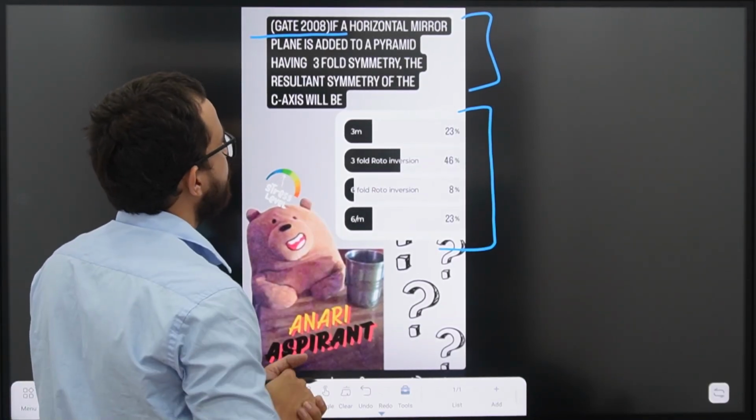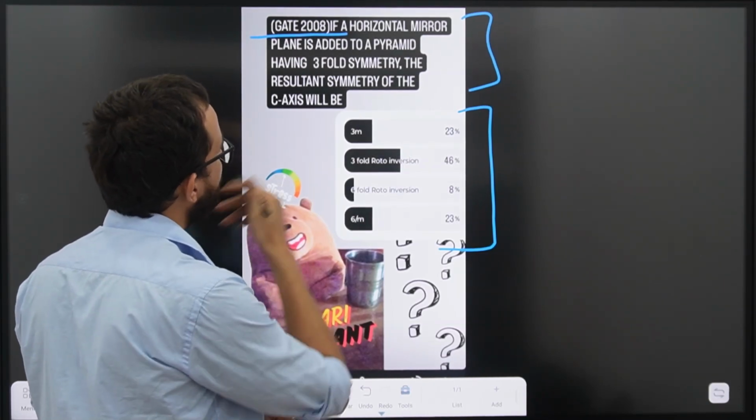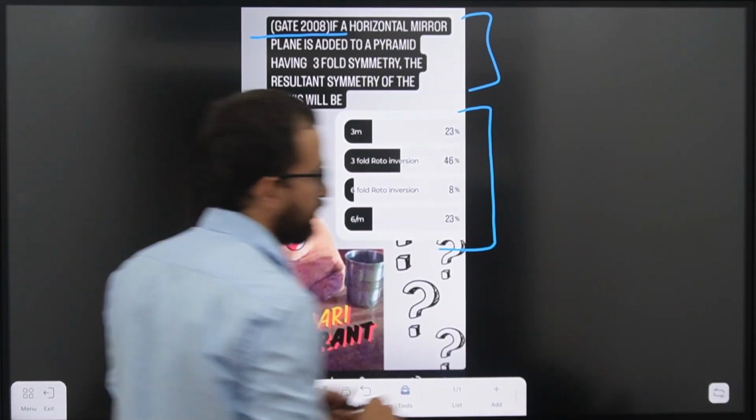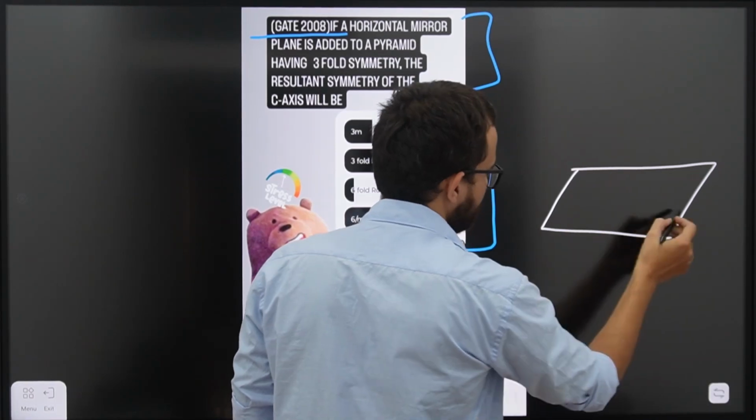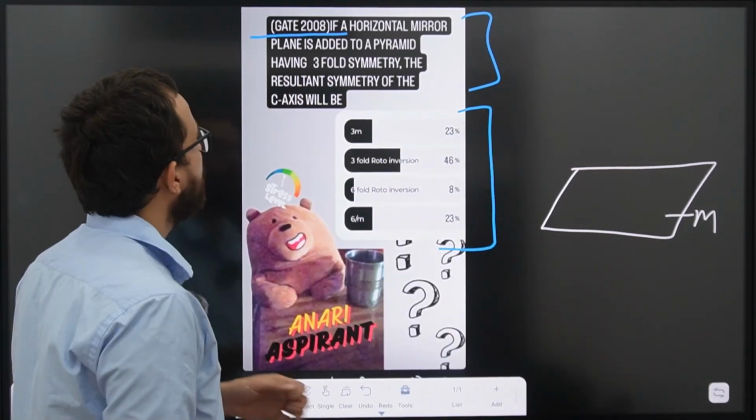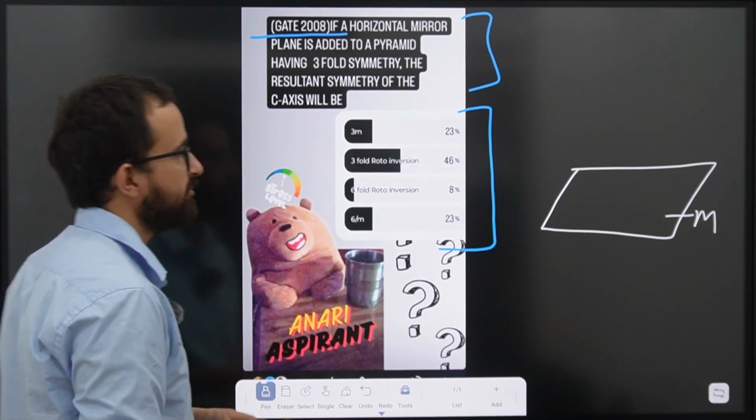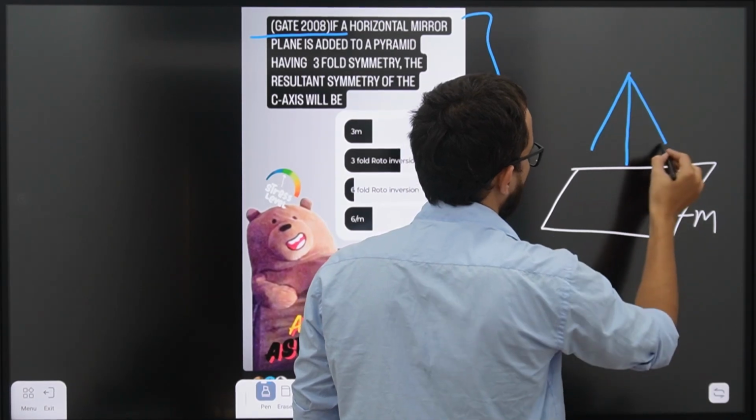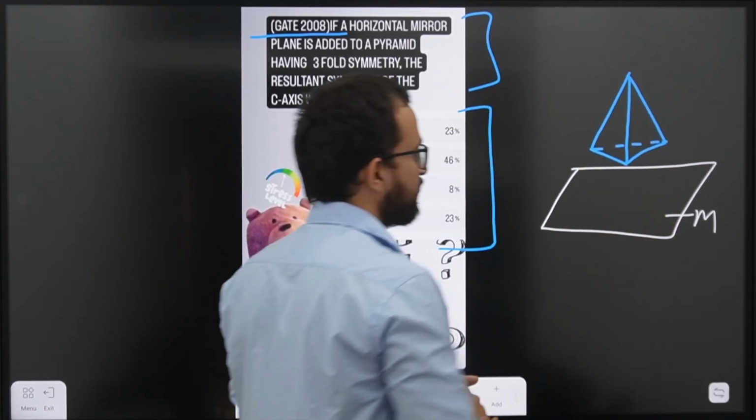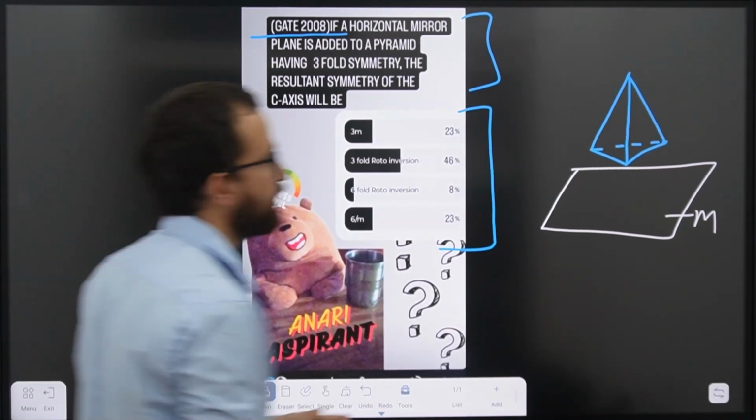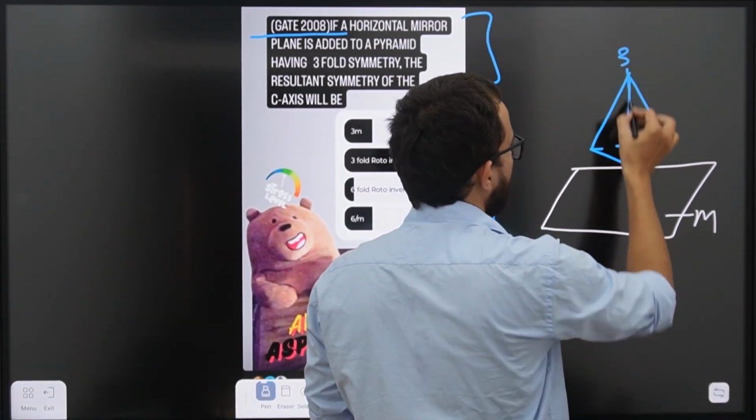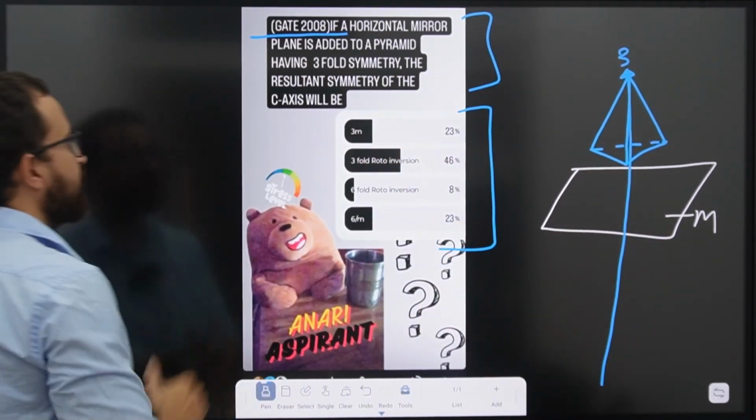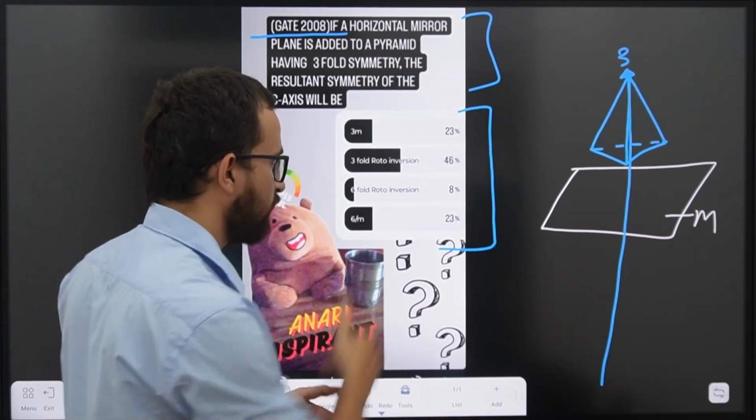So let us read through the question first. So what is written in the question? The examiner is saying if a horizontal mirror is added. Okay. So we have a horizontal mirror. This is the horizontal mirror. It is added to a pyramid having 3-fold symmetry. So this would be the pyramid that we are talking about, and obviously it has a 3-fold symmetry. The 3-fold line is vertical. Okay. The resultant symmetry of the c-axis will be what? What of these would be the resultant?